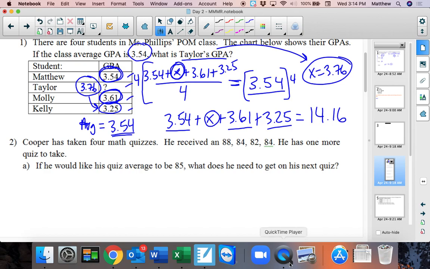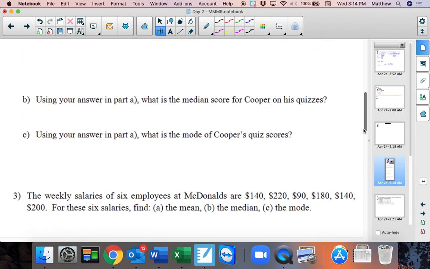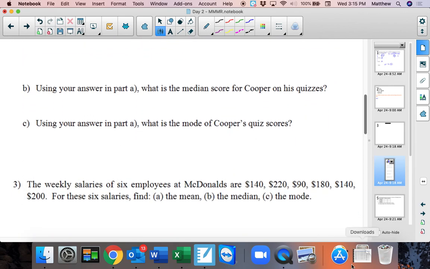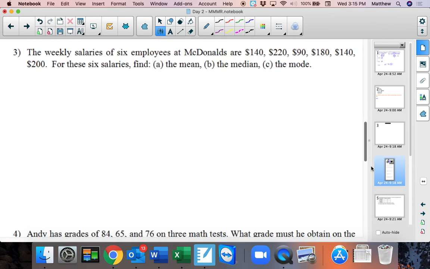Okay. This number 2, I'm not going to do number 2, but it's the same idea. You would add these plus one more, X, and he wants the average to be 85. So it's just like number 1 with some different values. All right. And you can answer B and C there as well. I'm going to move down to number 3.